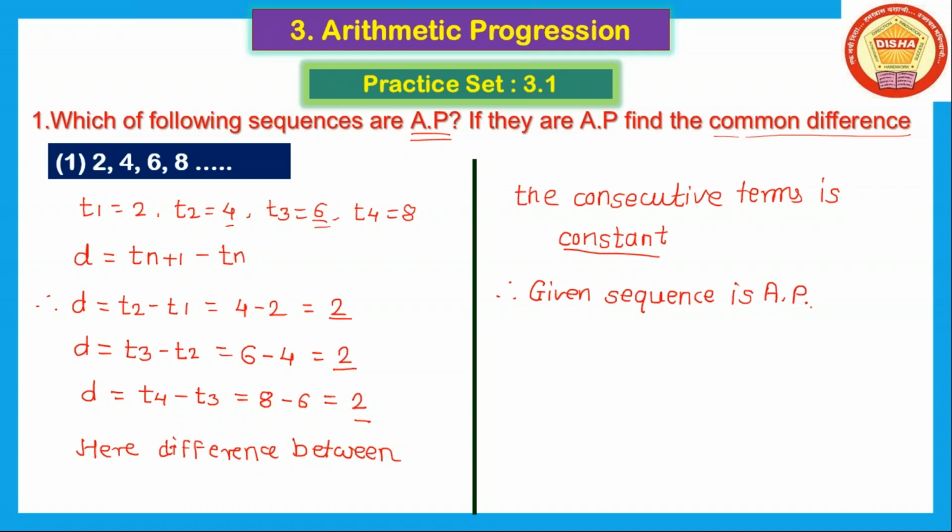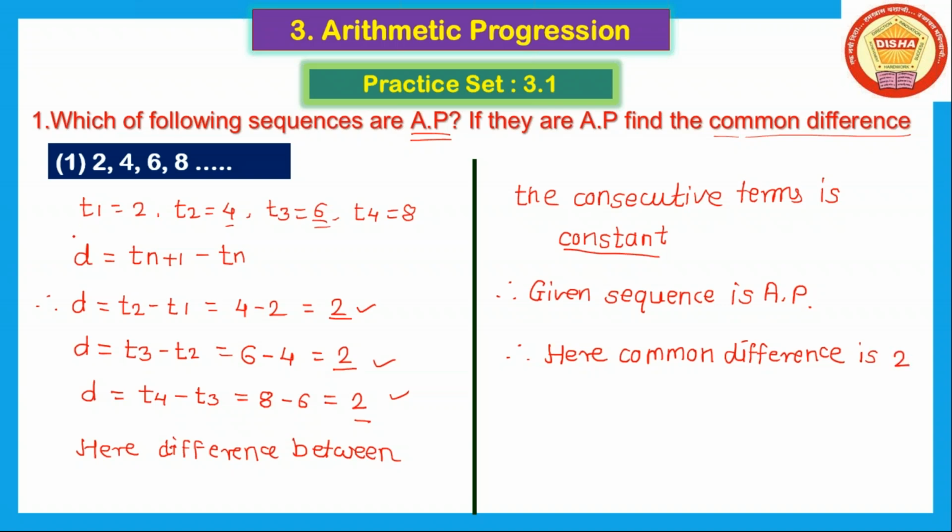See again, what is the question given here? Which of the following sequences are AP? We state here the given sequence is AP. If they are AP, then find the common difference. So here again we write common difference is. What do we find here as common difference? See, here is given 2, 2, 2, the difference is constant. So we write here common difference is 2.